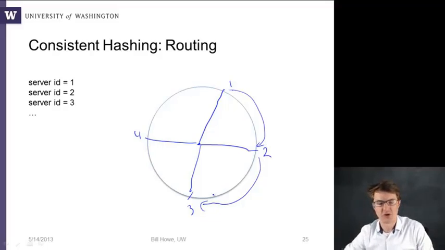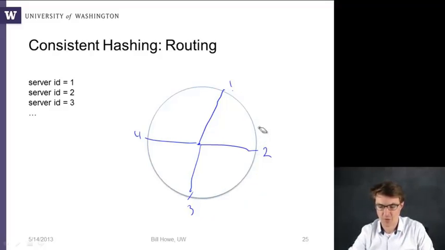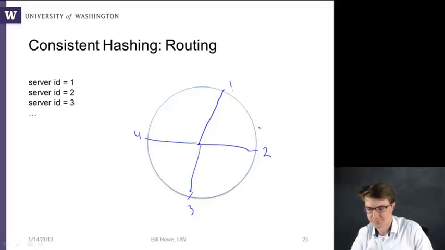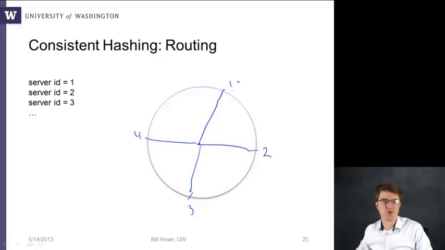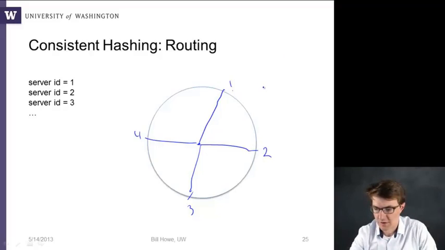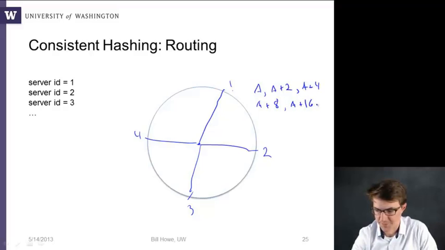Okay, but this is no good because there could be many servers, and this would incur a latency every time you want to do a read. So a better way of doing this is for each server to memorize the locations of other servers in the ring. It knows where itself is. It knows A plus 2, A plus 4, A plus 8, A plus 16, and so on.